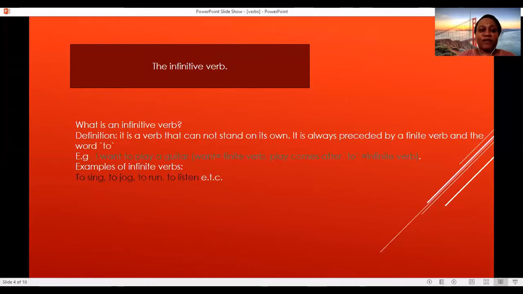Examples of infinite verbs we have there: to sing, to jog, to run, to listen. The list is endless, of course, but those are a few examples I have just cited to show you how an infinite verb is always preceded by the word to.